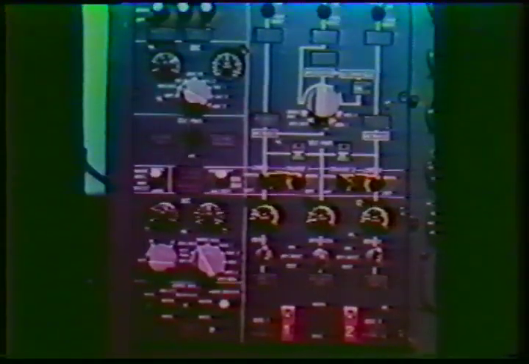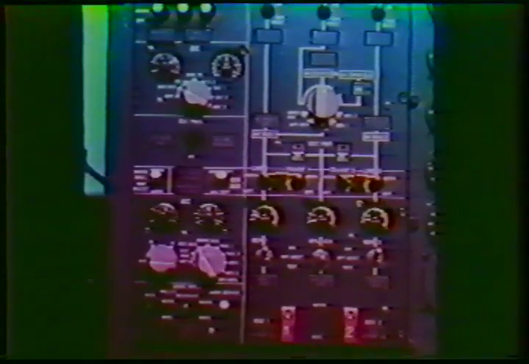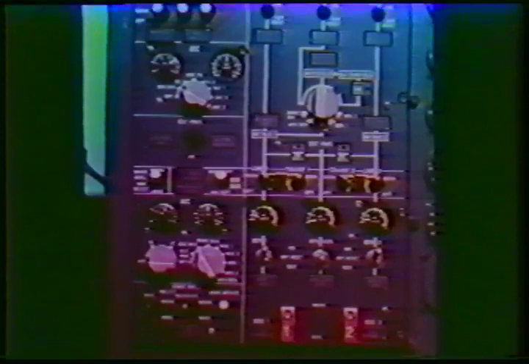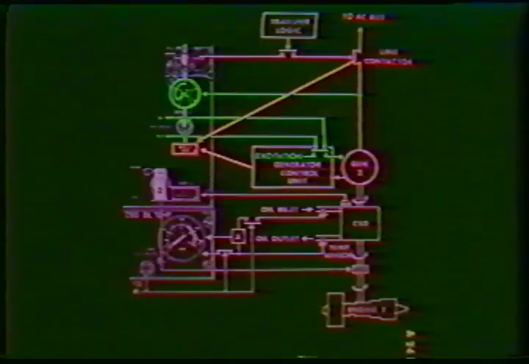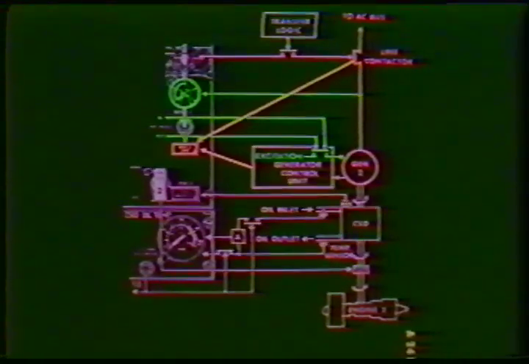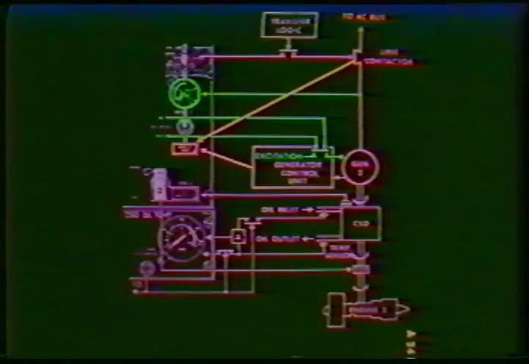So to recap, each generator supplies an AC load bus through a line contactor monitored automatically by an interlock system called transfer logic and manually by a line switch. Generator output is displayed on an indicator in percent of rated output. A generator off light illuminates when the generator is no longer connected to its associated AC load bus.